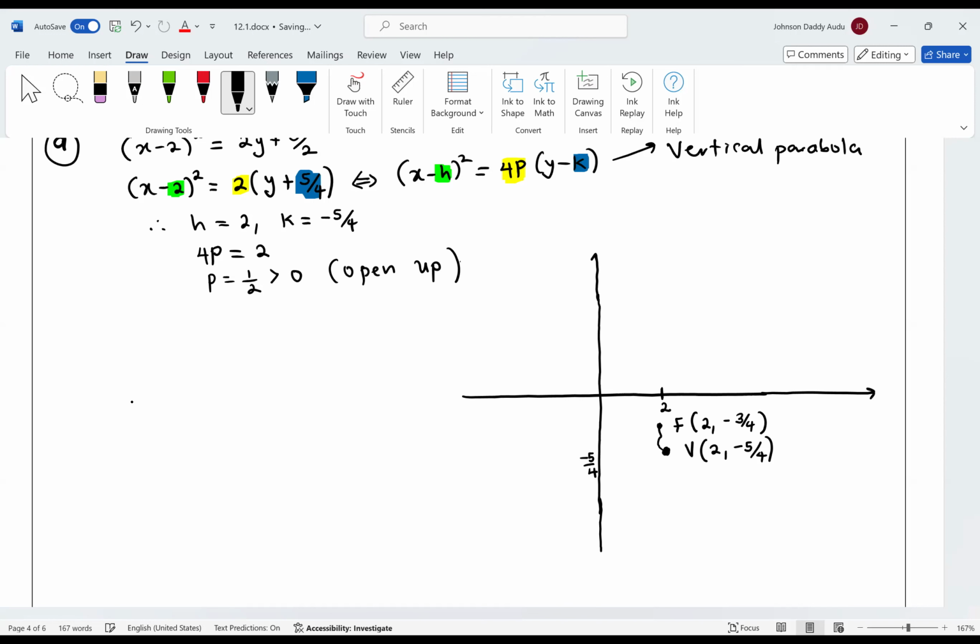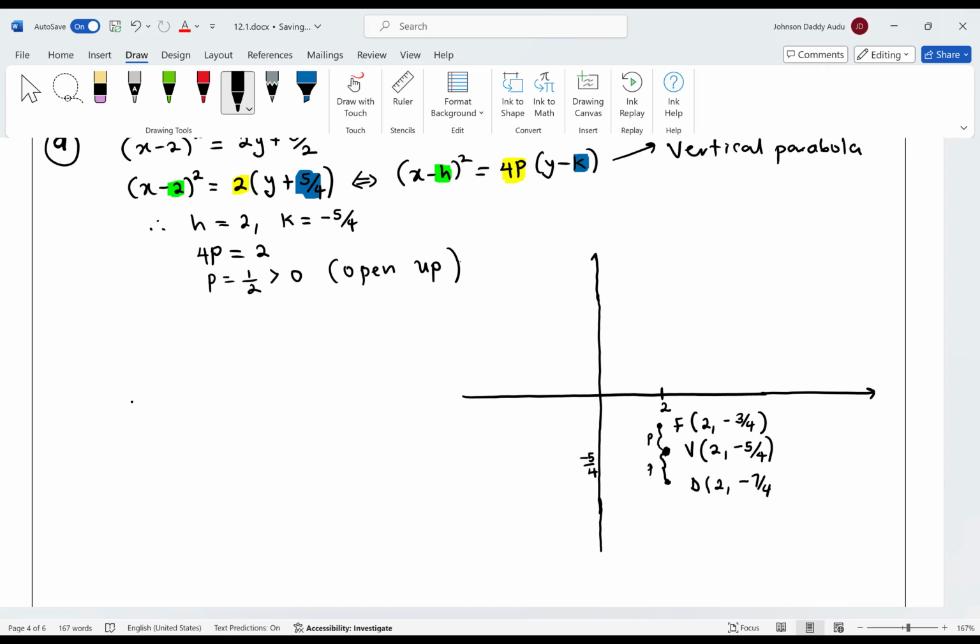Okay. Then we have to come again the same P distance. So this is our P distance here. This point will be our directrix. Here, this is still 2, and this is minus 5 over 4, then minus half. So we're adding minus half, which is 2 over 4, so this is minus 7 over 4 here.